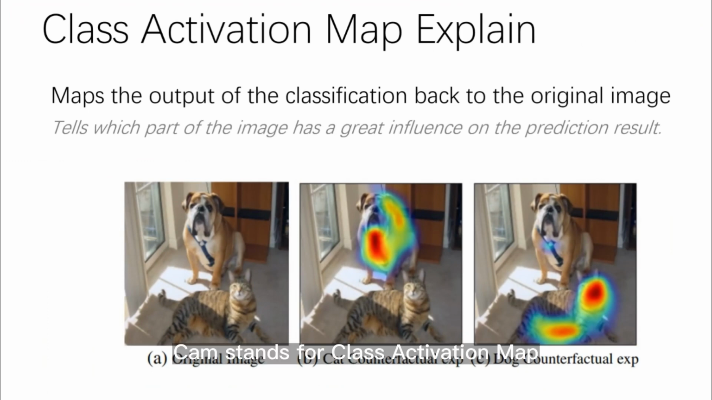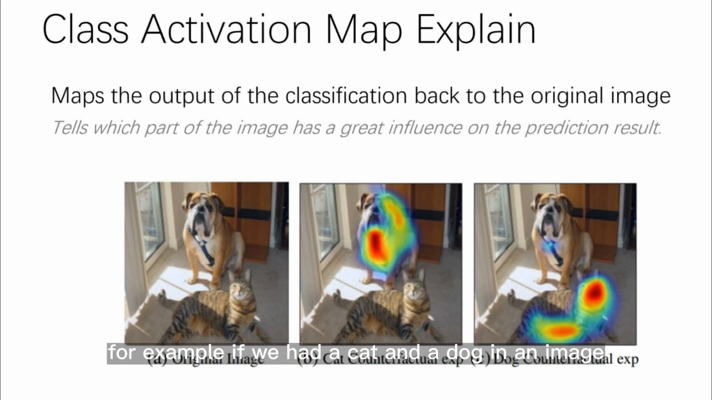CAM stands for Class Activation Map. It's one of the explainable AI techniques, which uses feature visualization to explore the mechanism of convolutional neural networks. Essentially, it maps the output of the classification back to the original image, hence intuitively telling us which part of the image has a great influence on the final classification result.